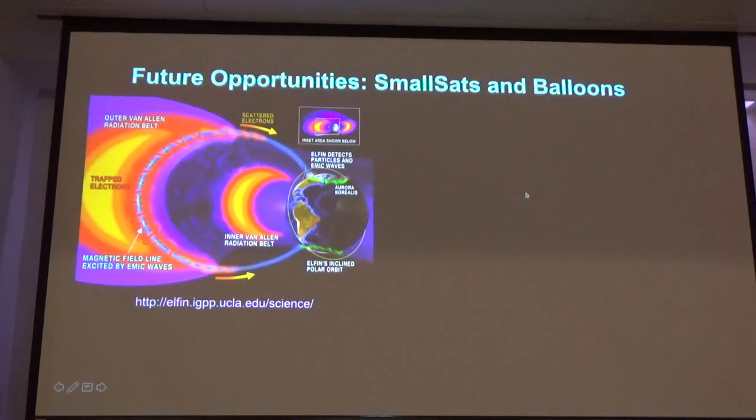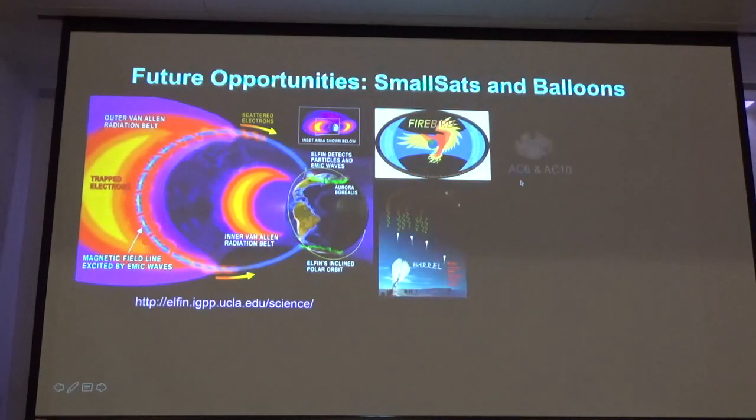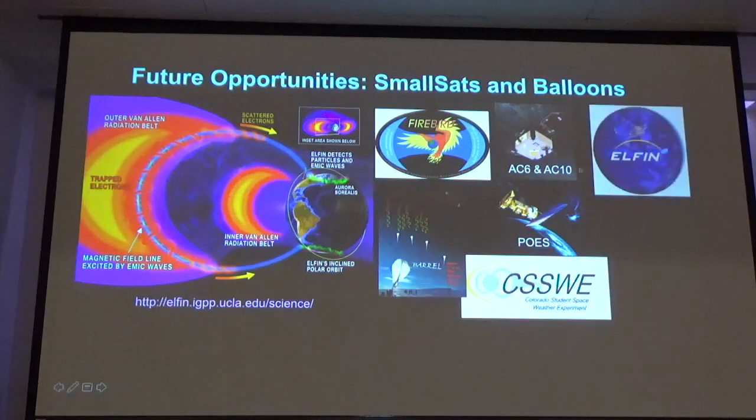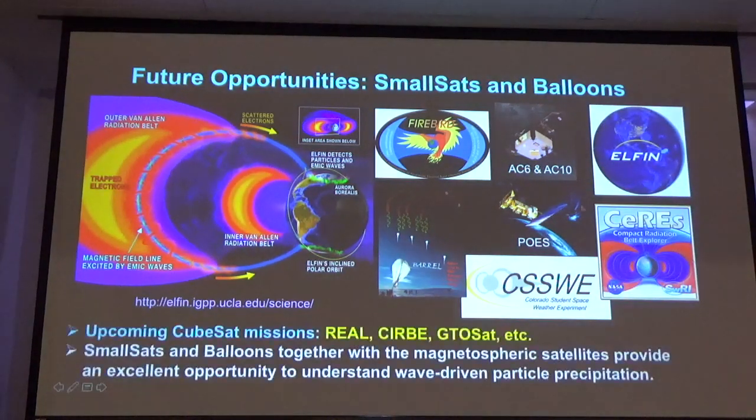And the more exciting thing is there are more things to come. Here I listed some of the currently operating or upcoming new SmallSat and balloon missions, including FIREBIRD, the H6 and H10, ELFIN, BARREL and other satellites. There are also new exciting missions coming up over the next several years, including Rio, SERBI, and GTO-SAT. And I strongly believe that those small satellites and balloons, together with the magnetospheric satellites, will provide an excellent opportunity to further understand the wave-driven particle precipitation in the near future.